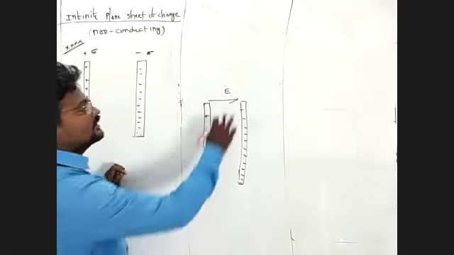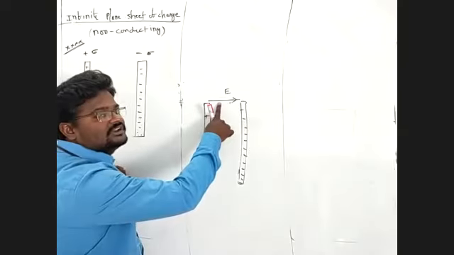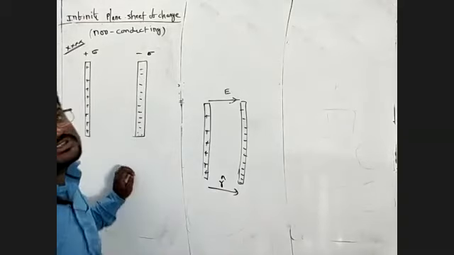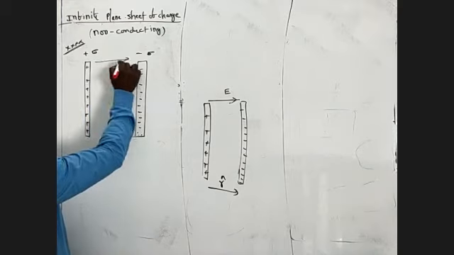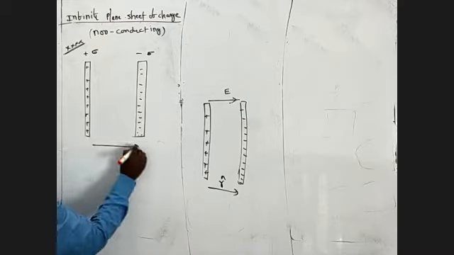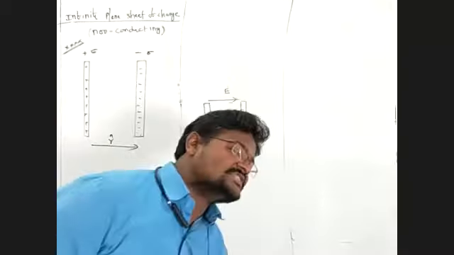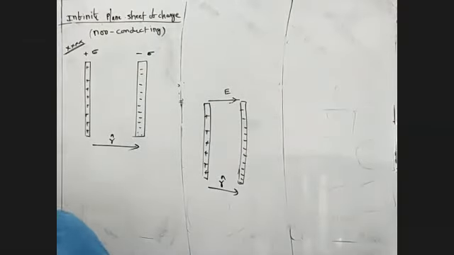The direction of electric field is from positive to negative. This is r cap, the direction. R cap is a unit vector. Keep this basic point in your mind: the direction of electric field is always from positive to negative. I am always taking r cap as the unit vector directed from positive to negative.